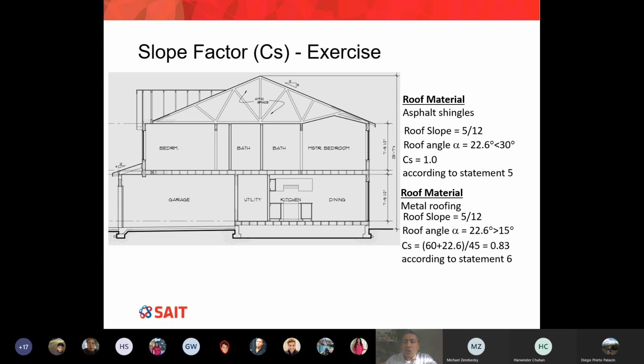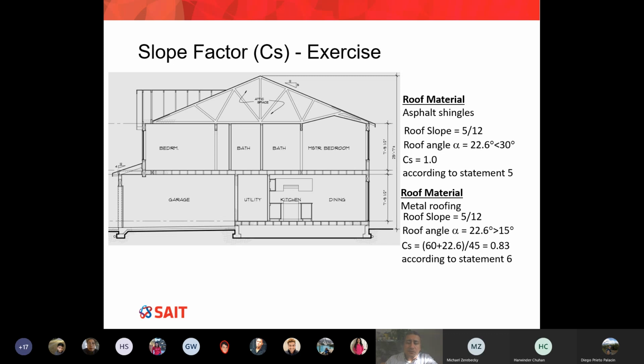It means no reduction for the snow based on or due to slope, and this is according to statement number 5. How about if I change the material of the roof to metal roofing? Again, see, everything is the same. So I still have the slope of 5 to 12, and the angle is 22.6 degrees.